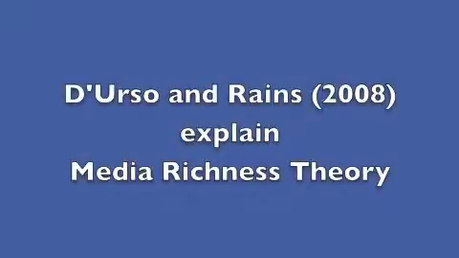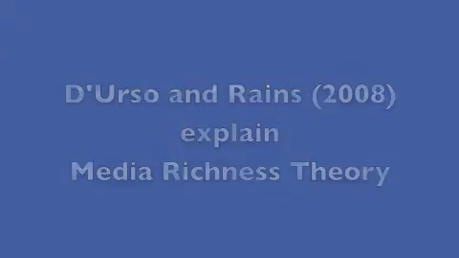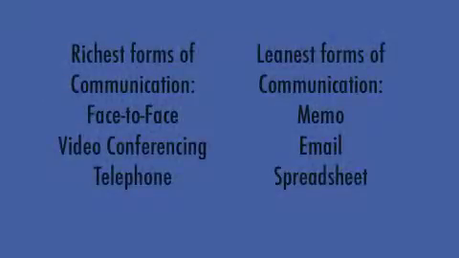The importance of channel selection is best explained through media richness theory. D'Urso and Raines explain media richness by placing it on a continuum. Face-to-face communication is identified as the richest channel and is located at one end of the spectrum, whereas spreadsheets, memos, and emails are located on the opposite end and are characterized as the least rich or leanest form of media.